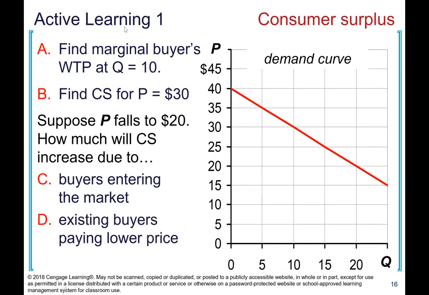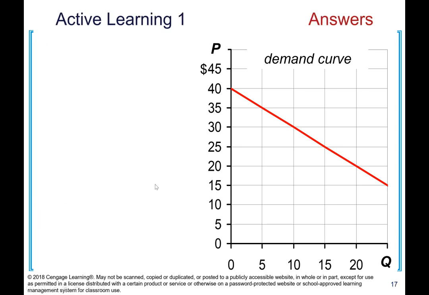A learning exercise. Number A, find the marginal buyer's willingness to pay at 10 units of output. Number B, find consumer surplus when price is $30. And number C, suppose price falls to 20, how much will consumer surplus increase due to: number C, buyers entering the market, number D, existing buyers paying a lower price. So let's look at the answers.